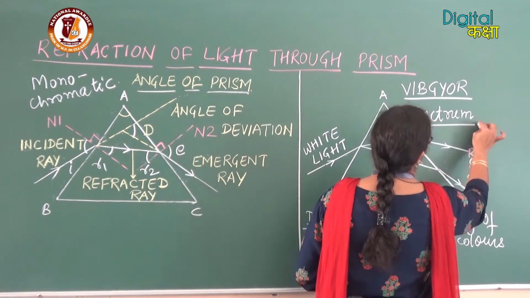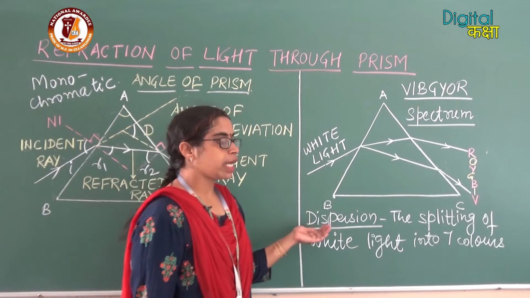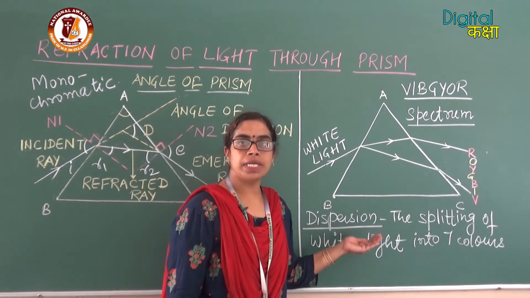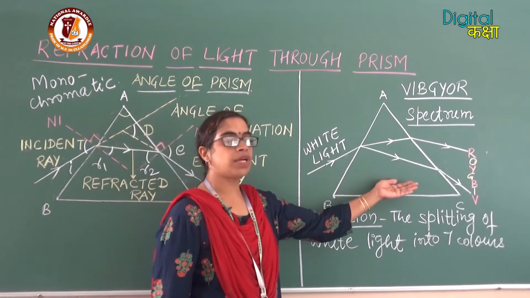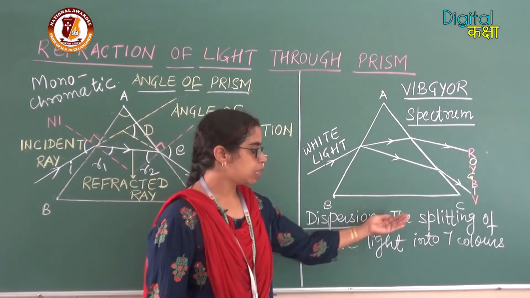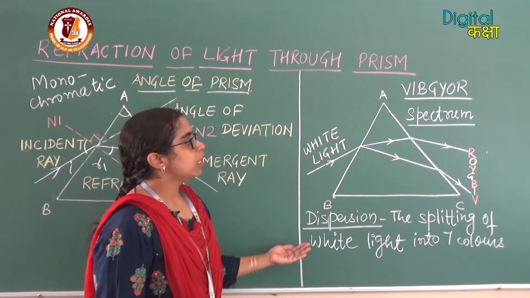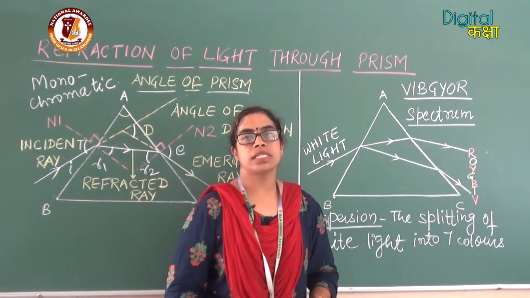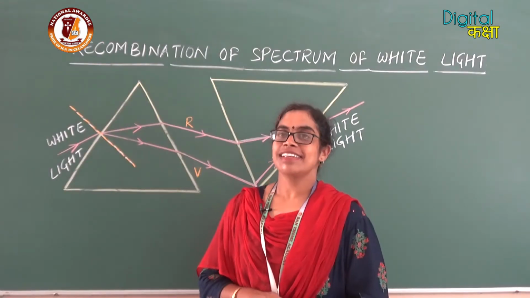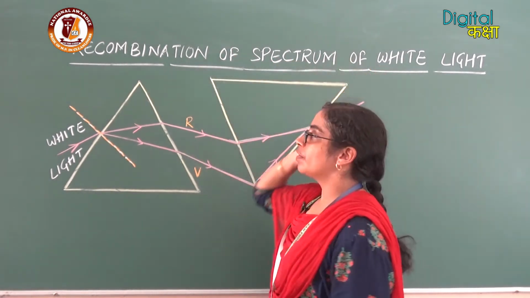So here we have understood that when the refraction of white light takes place through the prism, the white light will split up into the 7 components or 7 colors. The name of that phenomenon is dispersion, and the band of these 7 colors is called a spectrum. Let us study the recombination of the spectrum of white light.